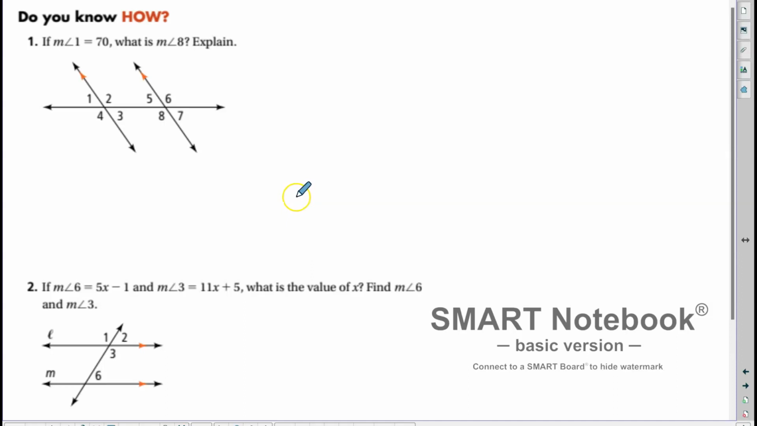If measure angle 1 equals 70, what is measure angle 8? And we're asked to explain. So the measure of angle 8, what is it? So we have basically, measure angle 1 is 70.